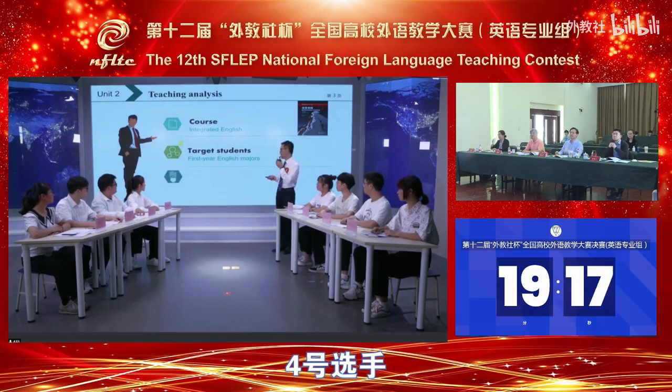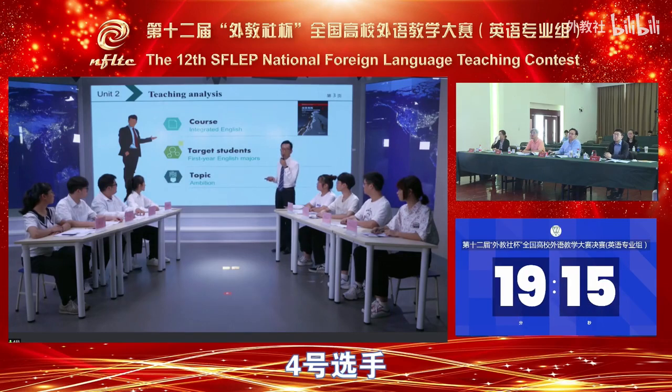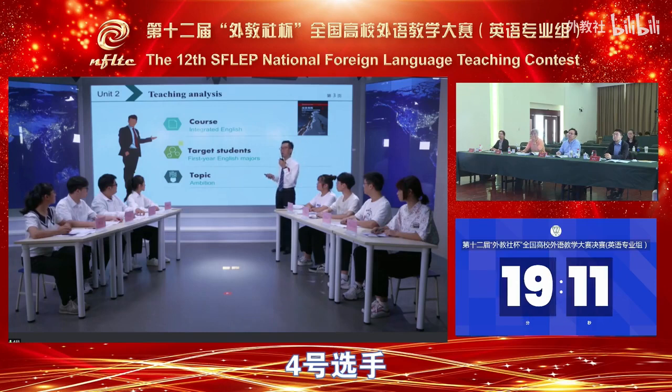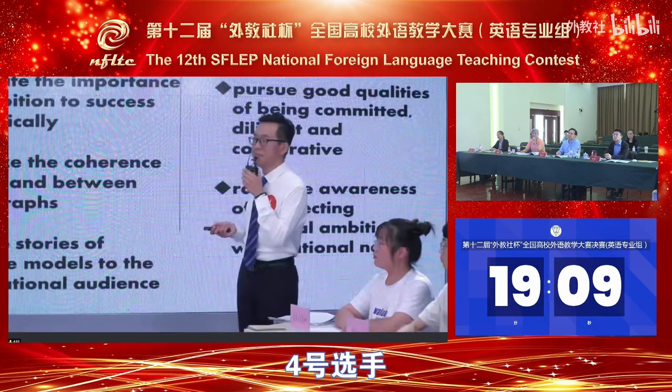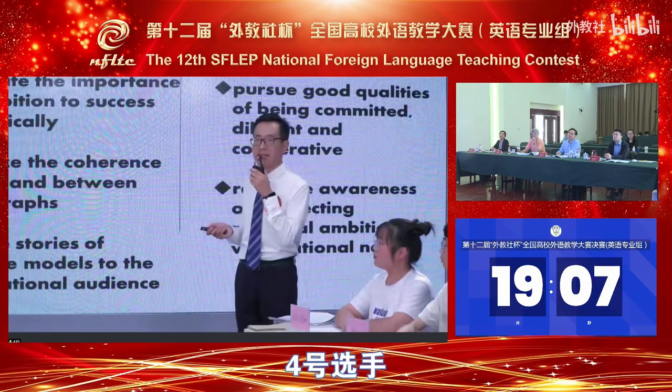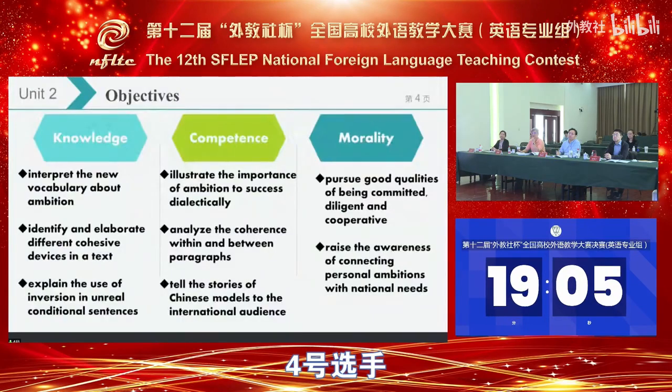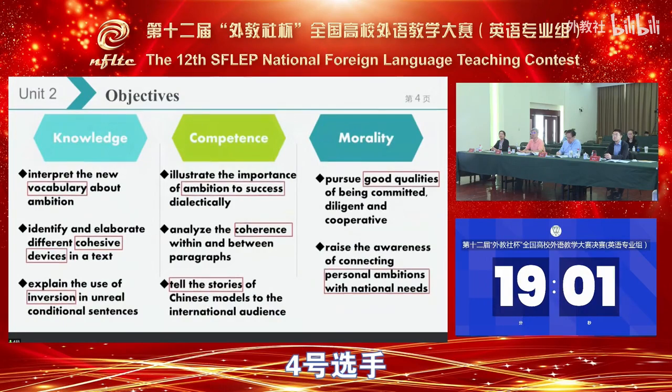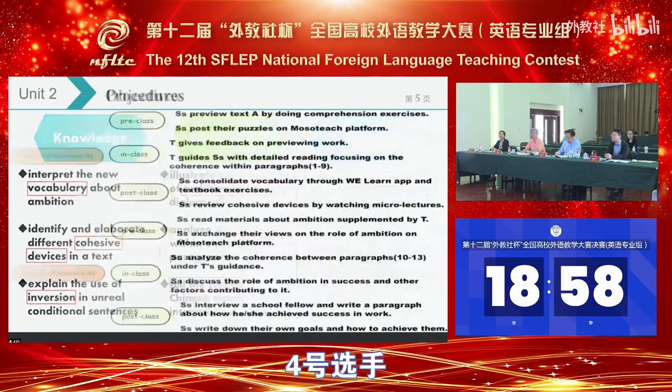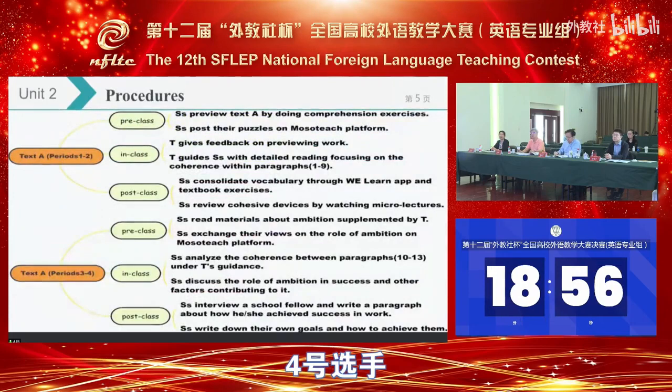The topic of Unit 2 is ambition, which matches students' psychological need to set a goal at the beginning of college life. By analyzing the teaching materials, I set the following objectives from knowledge, competence, and morality. Four sessions with 2 class periods each are allocated for the whole unit. This diagram presents the teaching procedures for each session.